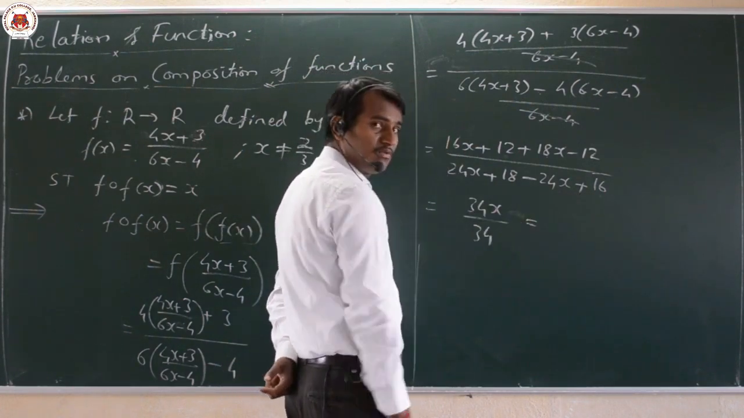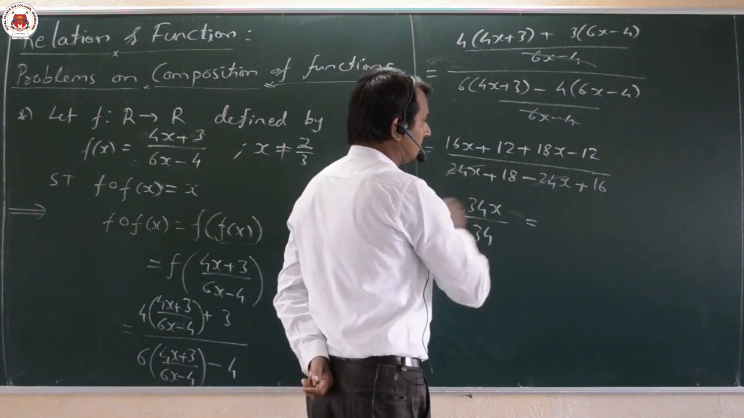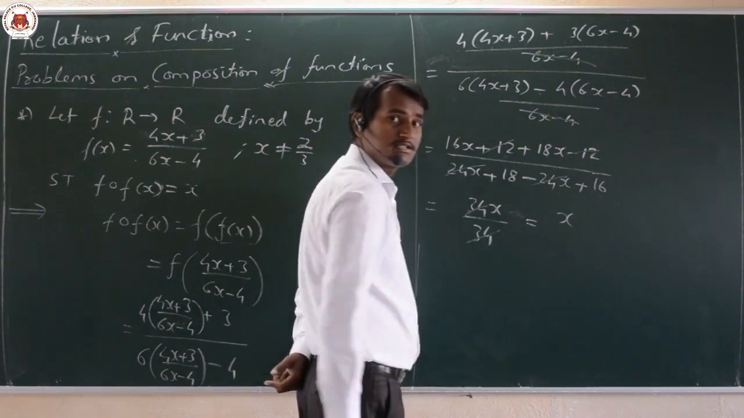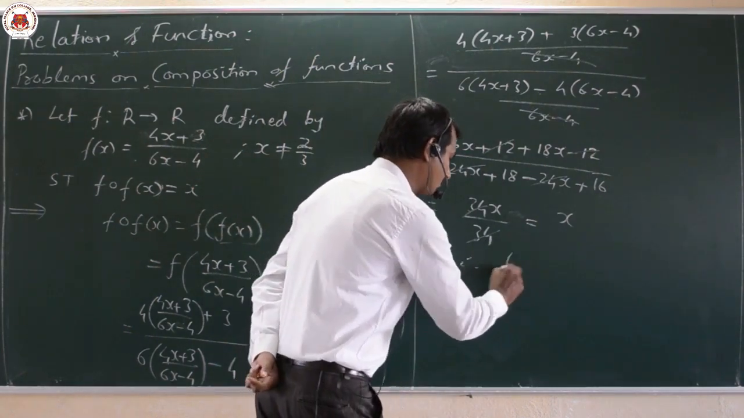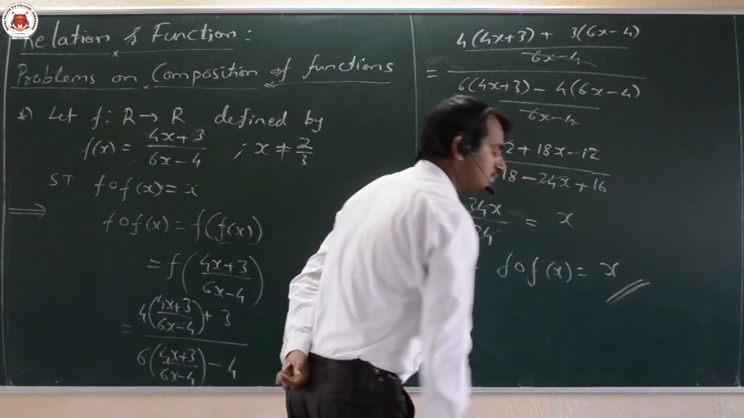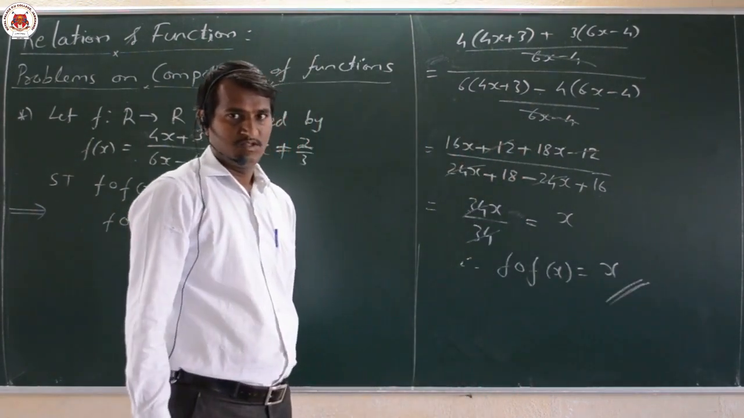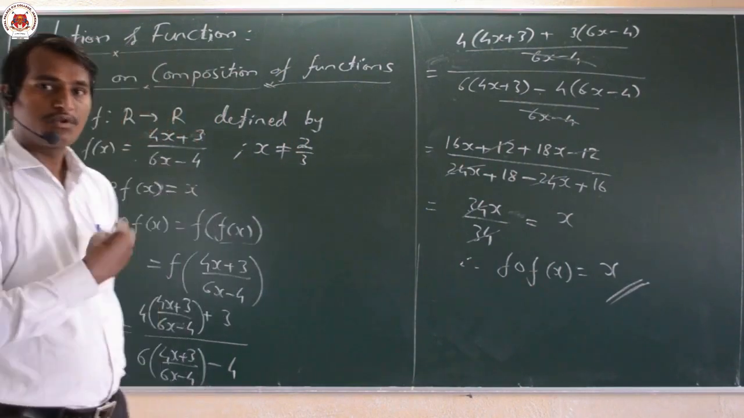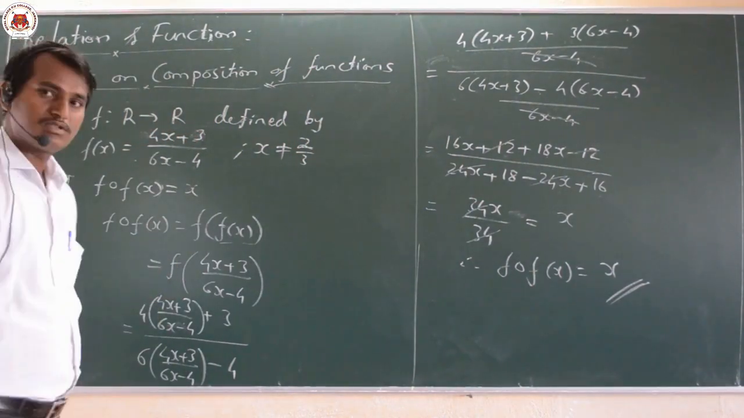So now ultimately what values do we get here? Okay, I will cancel it. So 34 gets eliminated, and the remaining answer is x. Therefore f of x value is x. That is what we were required to show. Okay dear friends, it was a very simple problem. So before going to the next problem, please pause the video to note it down.